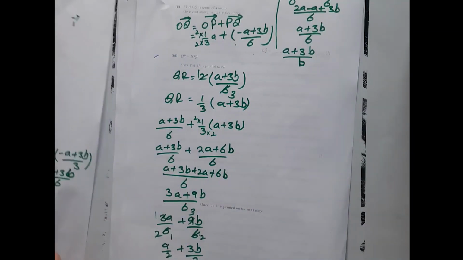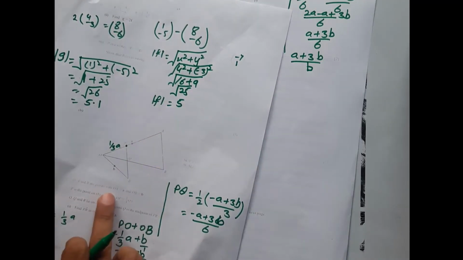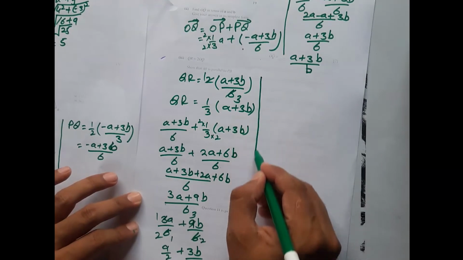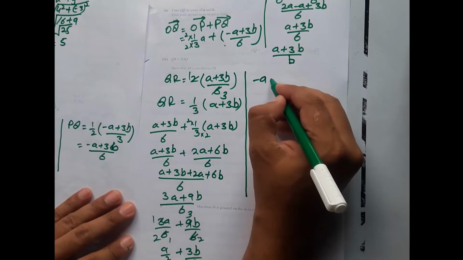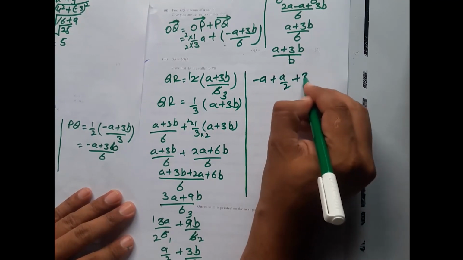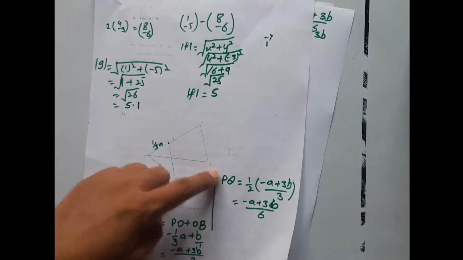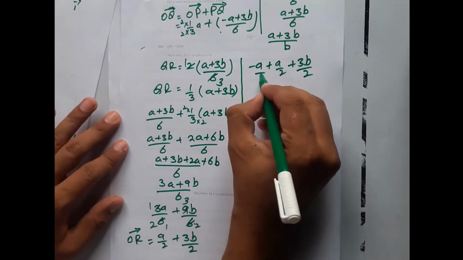Now we have to find AR. AR is equal to AO plus OR. OA is given equal to a. If we find AO, this will become negative a. So negative a plus OR, which is a by 2 plus 3b by 2. Okay, now we will take LCM.